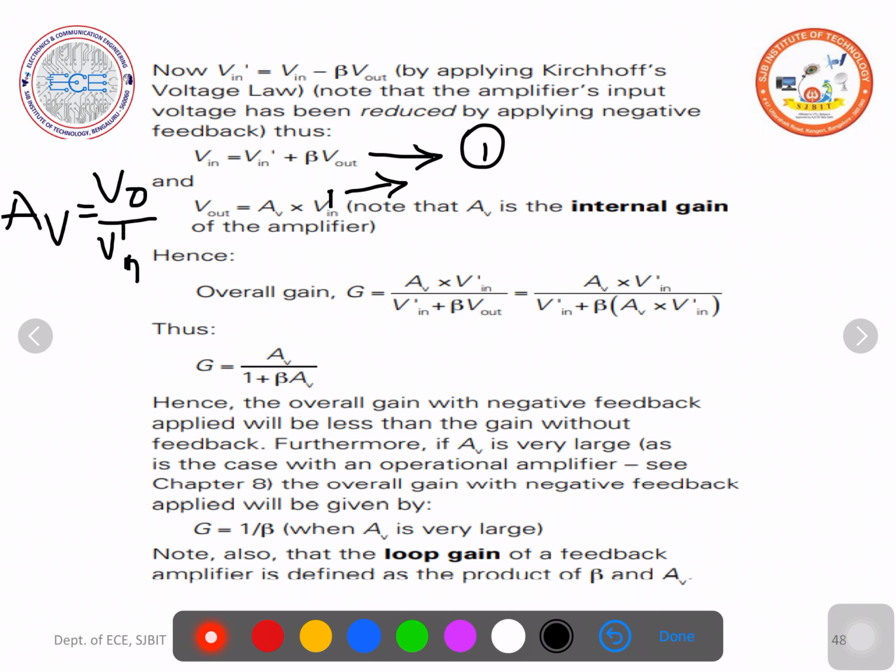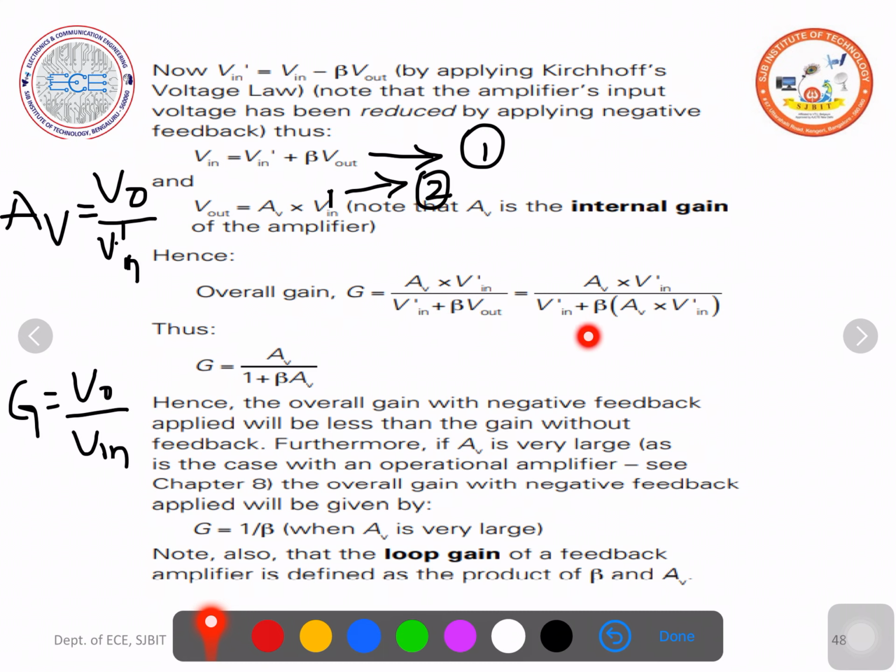So let us call this equation 2. Substitute equations 1 and 2 in the overall gain equation. The overall gain is G equal to V naught by V in. V naught is equal to AV into V in dash, and V in is equal to V in dash plus beta V out. Substitute equation 1 here, equation 2 here.